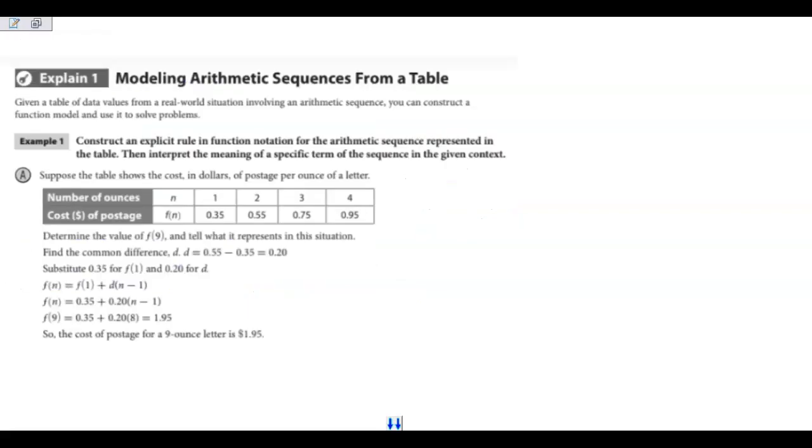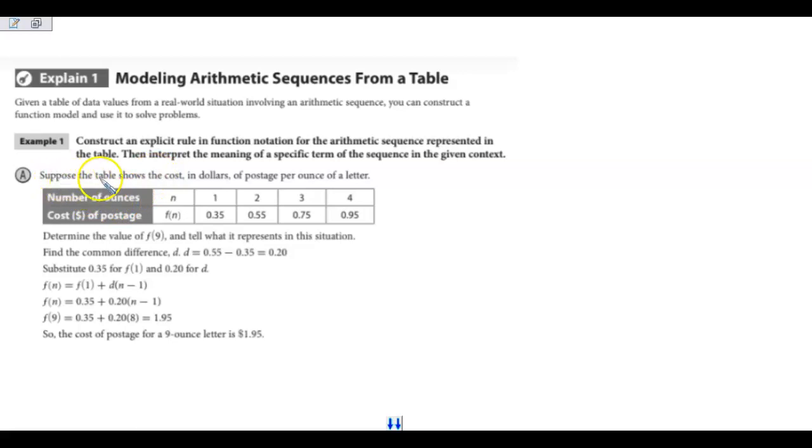Okay. Explain 1 is modeling arithmetic sequences from a table. Given the table of data values from a real-world situation involving an arithmetic sequence, you can construct a function model and use it to solve problems. So they want us to construct an explicit rule in function notation for the arithmetic sequence represented in this table, and then interpret the meaning of the specific term of the sequence in the given context.